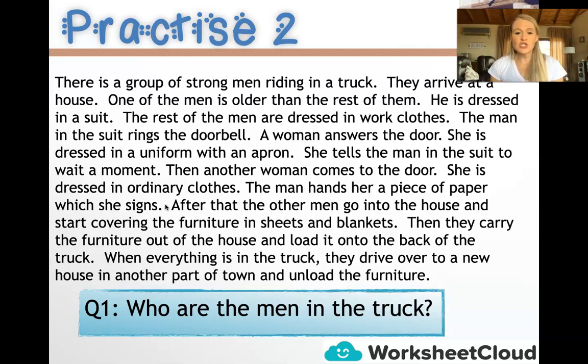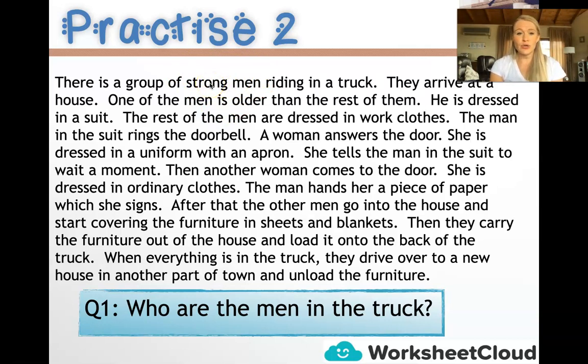So the first question is, who are the men in the truck? Now, they don't directly tell you what those men are, what their role is in this particular story. So the men in the truck. There is the first line, it says there's a group of strong men. So firstly, I know that they are strong. That's what they are saying. Okay, this would go in the first column.